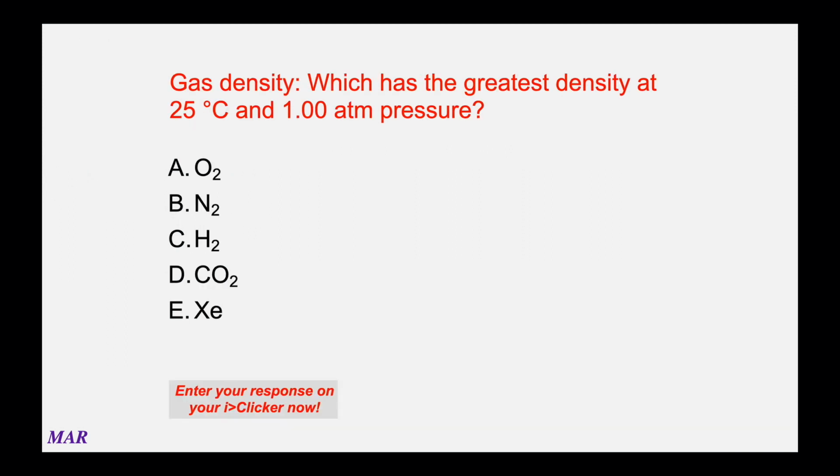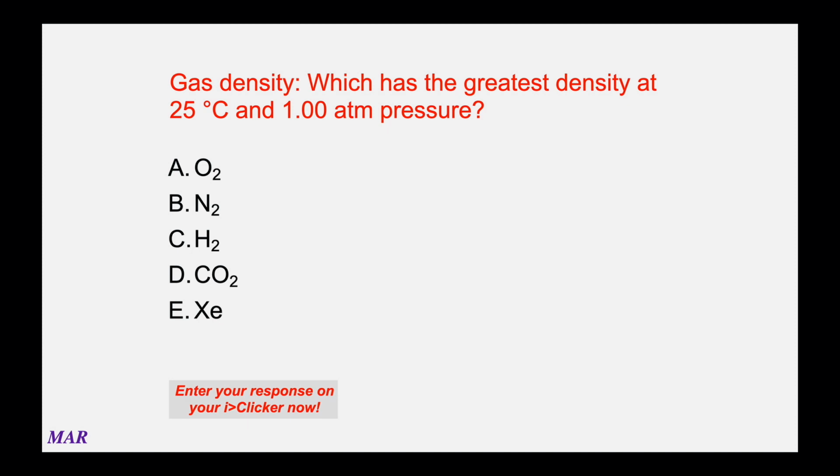Gas density. Which has the greatest density at 25 degrees Celsius and 1 atmosphere of pressure? We're going to assume that these are all gases, and I'd like you to try and figure out which one has the greatest density at those conditions. This is a good place to pause the video. You can work on the problem, and when you're ready, you can unpause the video. We'll talk about the answer. Pause the video now.